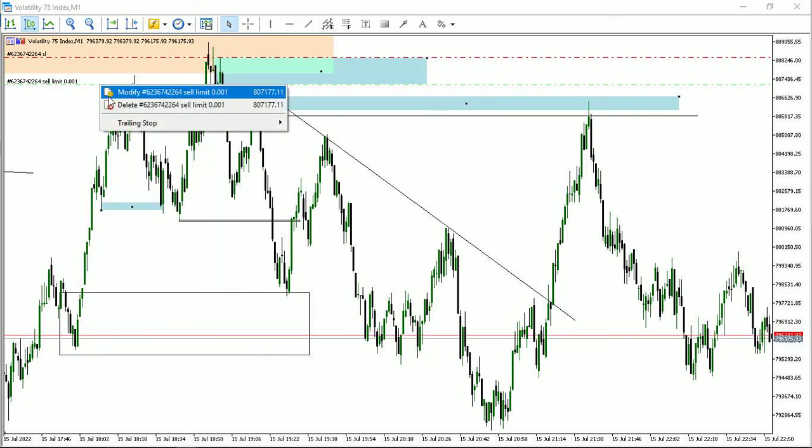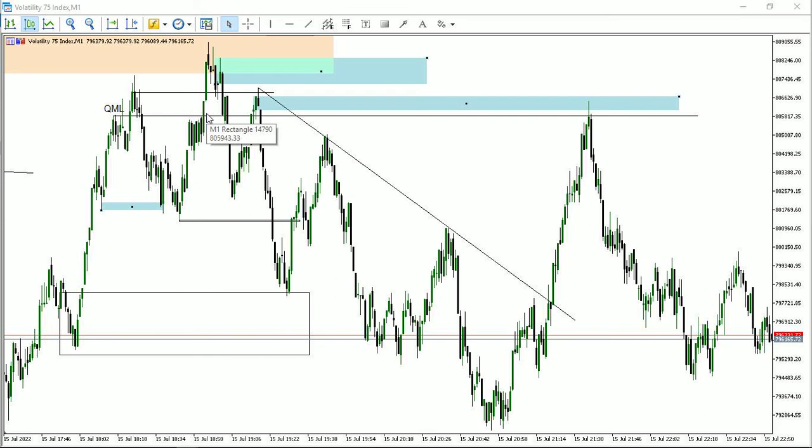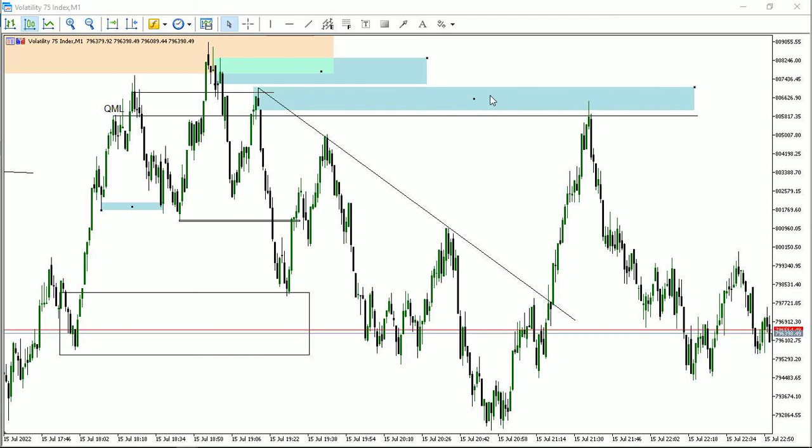So deleting it, and I won't let my emotions get the better of me. Okay, so this is my QML. Like I said, I confirm my order block if it is in line with my QML model. It gives me the confidence to be very confident that my trade is going to be valid.